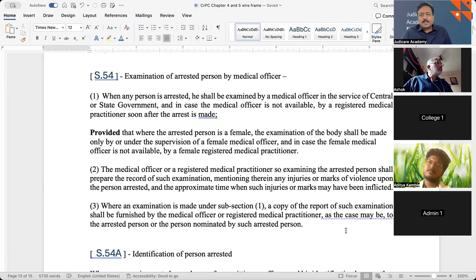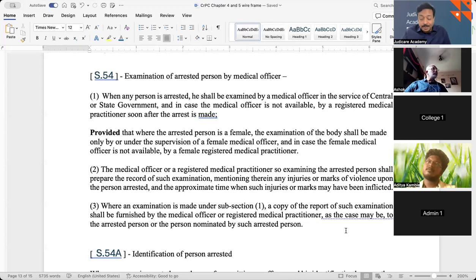Provided that where the arrested person is a female, the examination of the body shall be made only by, or under the supervision of, a female medical officer. Clause 2 says the medical officer or registered medical practitioner examining the arrested person shall prepare the record of such examination, mentioning therein any injuries or marks of violence upon the person. And where an examination is made under subsection 1, a copy of such examination shall be furnished by the medical officer or registered medical practitioner to the arrested person or the person nominated by such arrested person. So whatever is discovered on that person medically has to be shared with him or her, or with the person indicated by that arrested person.